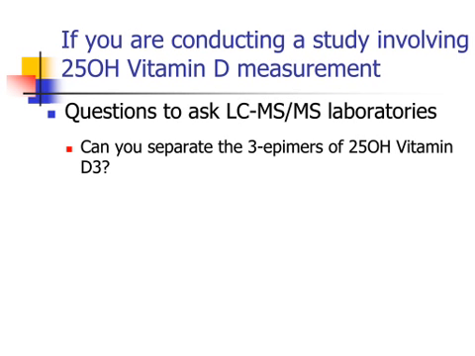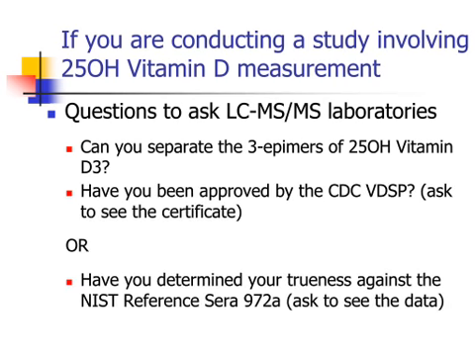And if you're going to be doing a big population study, make sure the lab doing your measurements has been approved by the vitamin D standardization program, and actually ask to see the certificate. Because trust me, if they've done all the hard work to get the certificate, they'll be dying to show it to you anyway. But if you're taking it just to a routine diagnostics lab to do a small study, then at least find out if they've determined the trueness of their method against the reference sera. And actually ask to see the data. There's no reason why they shouldn't show you.